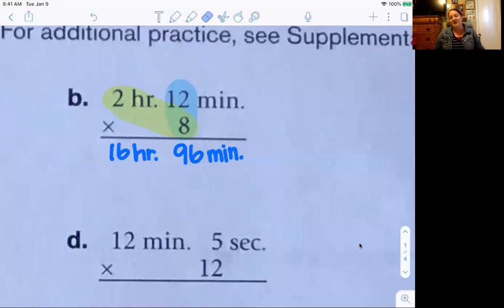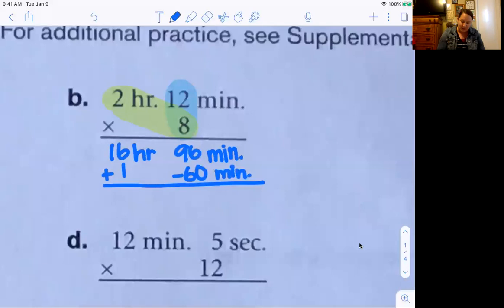How many minutes are in an hour? 60. How many groups of 60 can we take out of 96? We could take one group of 60. Sometimes you just got to laugh at yourself, right? We could take one group of 60, oops, and we're going to subtract 60 minutes, and we're going to add 1 hour, because basically we are changing or exchanging 60 minutes for 1 hour. 96 minus 60 is 36, 36 minutes. 16 plus 1 is 17.